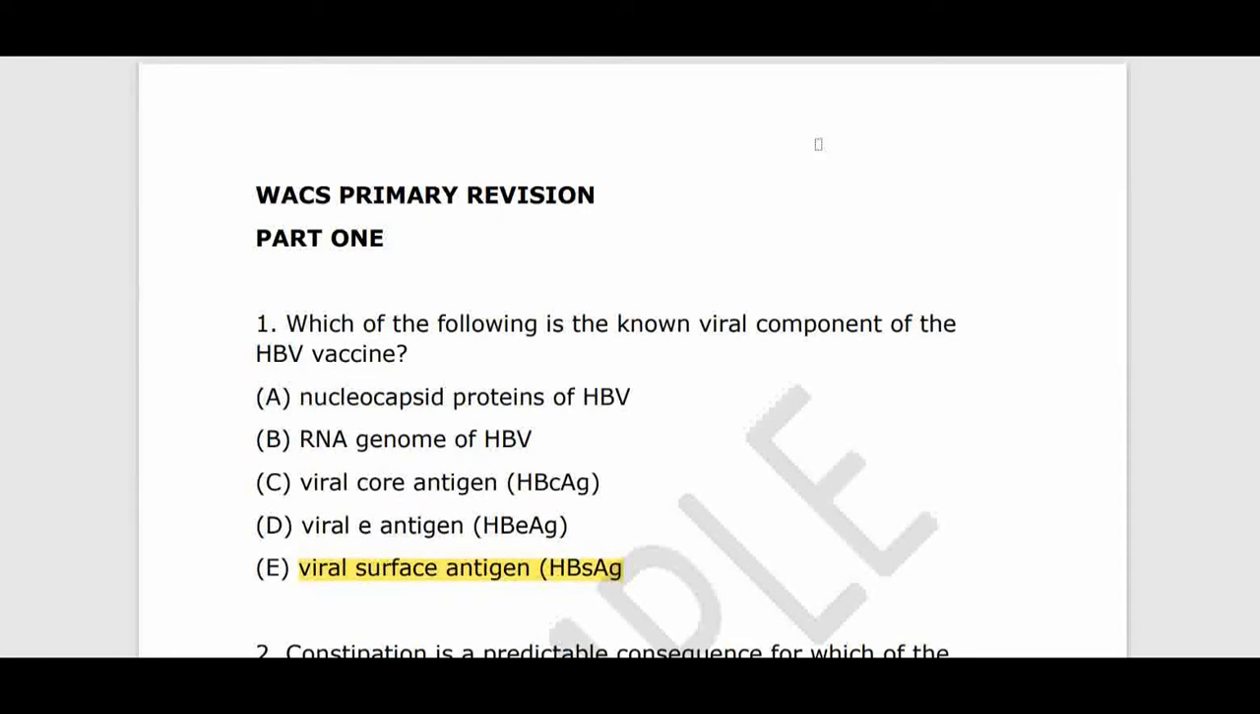So the surface antigen, if it's present, says the person has the virus or has the infection, and then you can go ahead to do your 5-panel test and then maybe your viral loads to determine treatment. But then, why is it important that the vaccine has the surface antigen? Because antibodies to the surface antigen is what spells immunity.